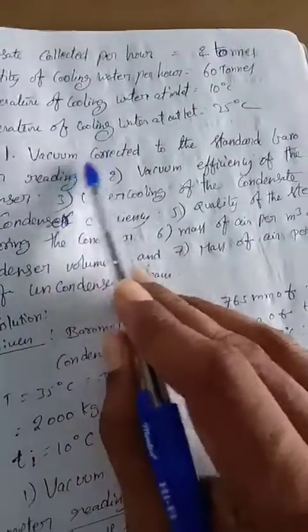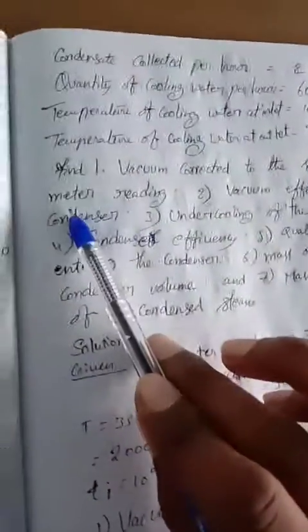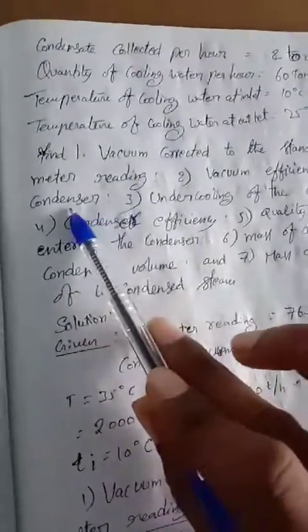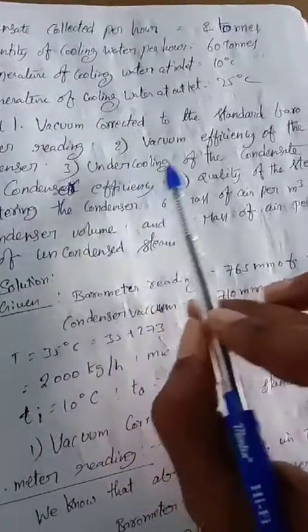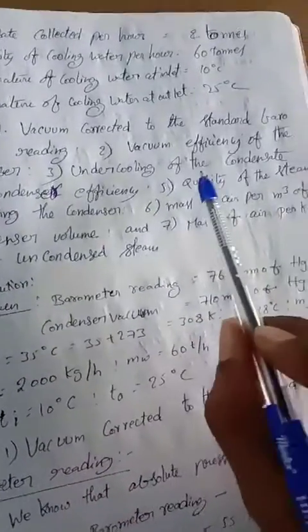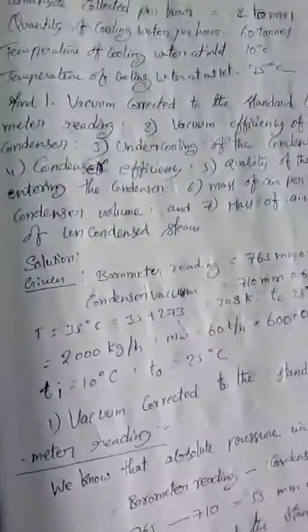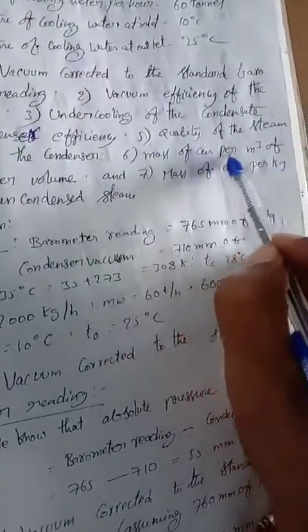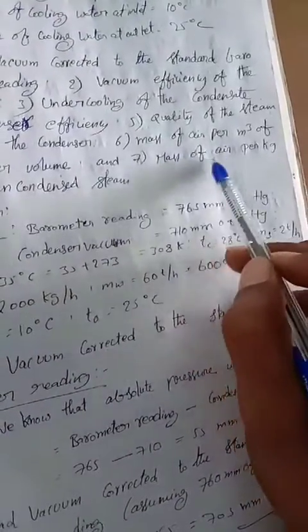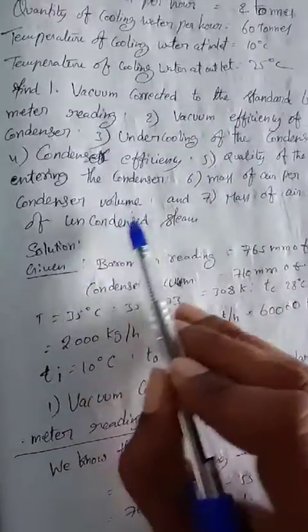So then find: first, vacuum corrected to the standard barometer reading. Second, vacuum efficiency of the condenser. Third, undercooling of the condensate. Fourth, condenser efficiency. Fifth, quality of the steam entering the condenser. Sixth, mass of air per meter cube of condenser volume. And seventh, mass of air per kg of uncondensed steam. Okay, this is the problem. So now we are going to see how to solve this one.